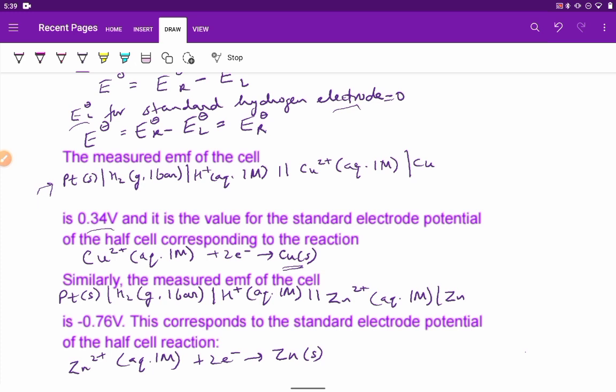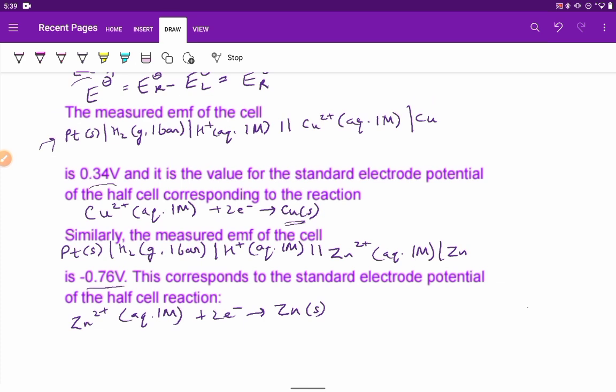Similarly, if we take zinc, the cell will be platinum solid where H2 gas is bubbled, dipped in 1 molar HCl, and the other one is Zn2 plus aqueous 1 molar, Zn solid. For this the measured EMF of the cell is minus 0.76 volt, and this corresponds to the standard electrode potential of the half cell reaction. Here the reaction is Zn2 plus, in the form of aqueous solution of 1 molar, plus it will accept 2 electrons to form zinc solid.